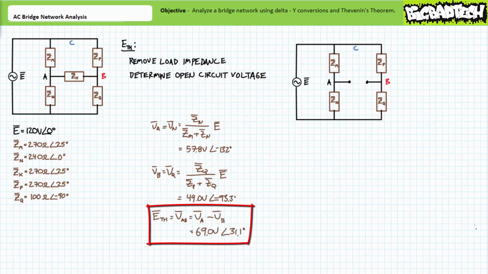The open circuit voltage between node A and B, VAB, is VA minus VB. Substituting our given values yields 69 volts at an angle of 31.1 degrees. This is our Thevenin's equivalent voltage, ETH. Let's put these values aside and solve for the Thevenin's equivalent impedance, ZTH.